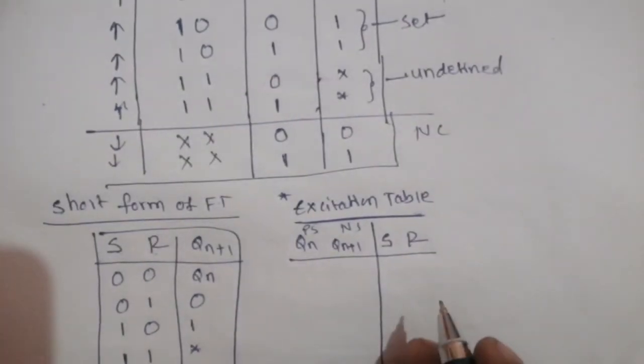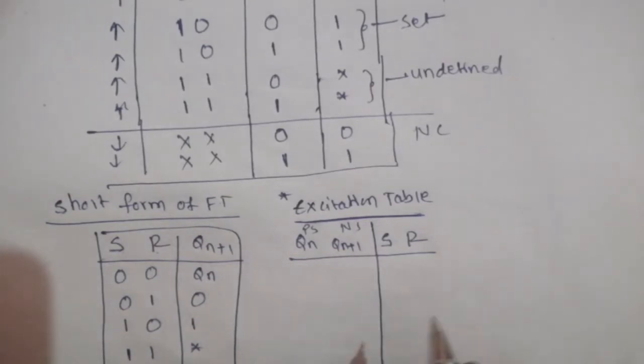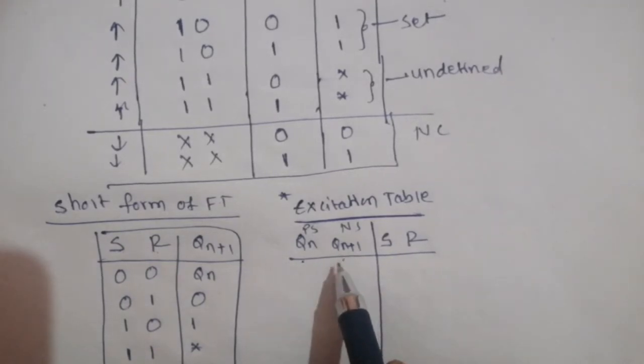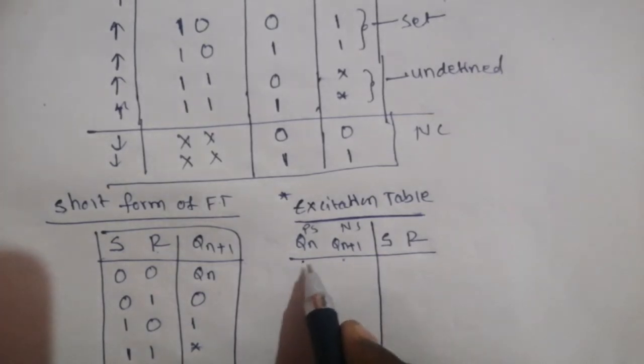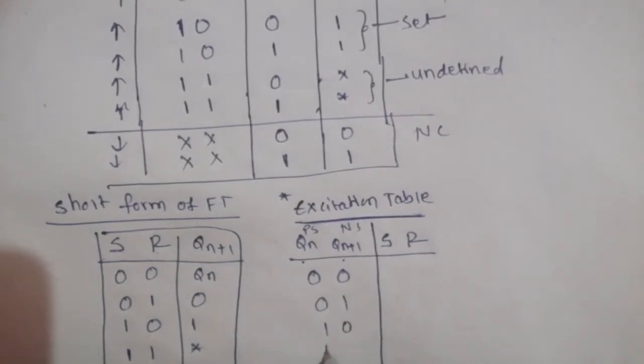So this is derived from the truth table only. The truth table is based on inputs, how the output will be produced. The excitation table means, based on the present state and next state, we are estimating how the inputs will appear. So here there are two outputs, and for this, 4 combinations will be present.